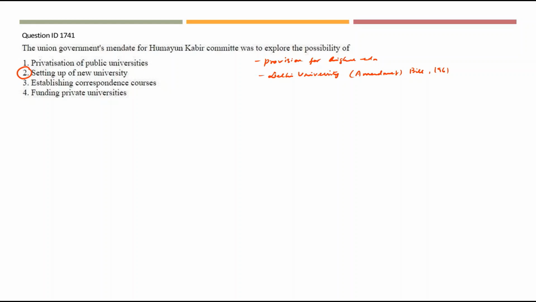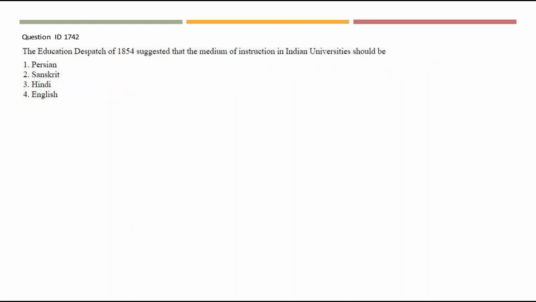Though it wanted to provide higher education to those who cannot attend regular classes, you might think it will be option 3, to establish correspondence courses, but that is not the thing. They wanted to set up a new university and provide everyone the opportunity for higher education. Next question. The Education Dispatch of 1854 suggested that the medium of instruction in Indian universities should be English. Option number 4, English, will be the right answer.